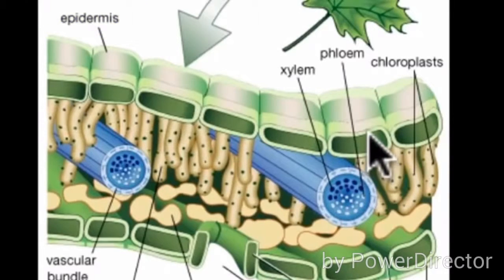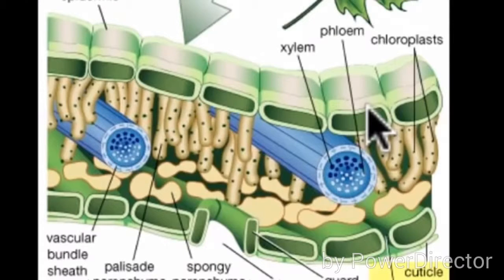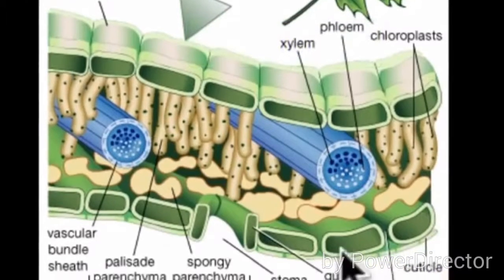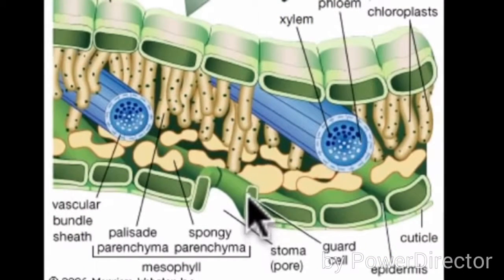These cells secrete a waxy substance called the cuticle, and the cuticle keeps the leaf from drying out. If we look on the bottom layer of the leaf here, we'll see these specialized cells around an opening or a pore. The pores are called stoma, and they allow air to enter and exit the leaf.